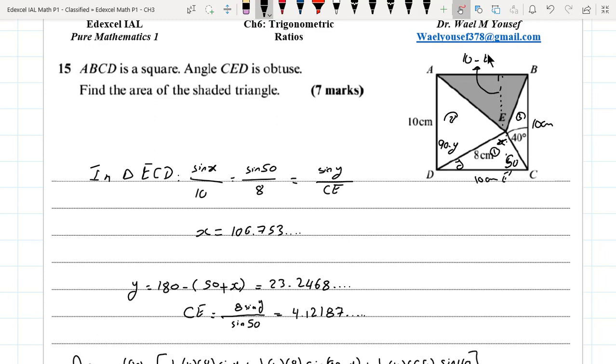Okay, EE dash here is another way. Okay, and then we can get the area of the shaded triangle by half base times height. Okay, what a nice question.